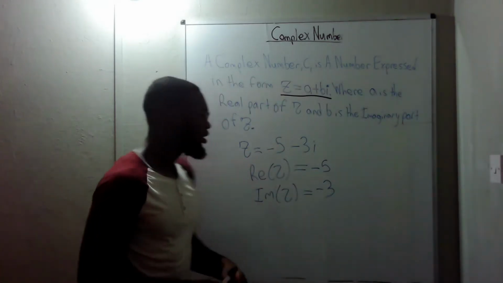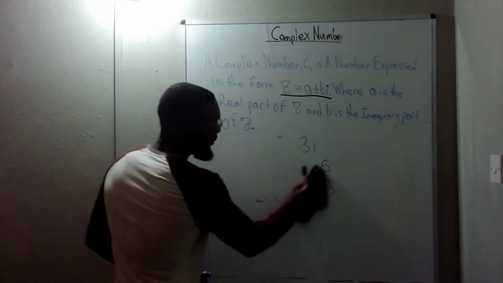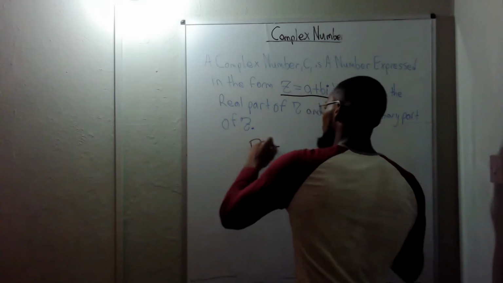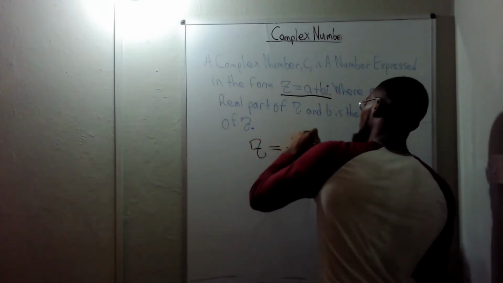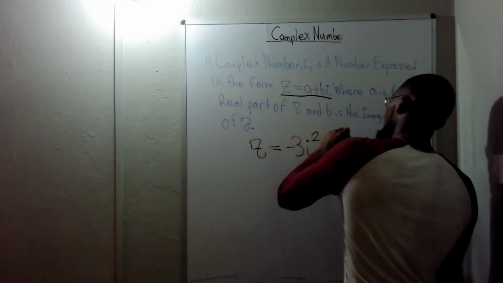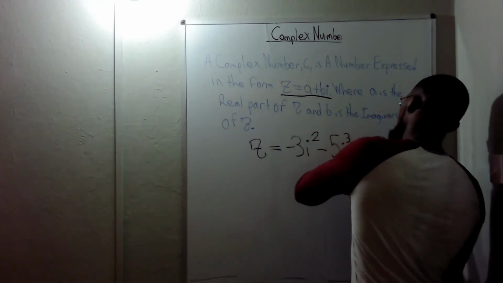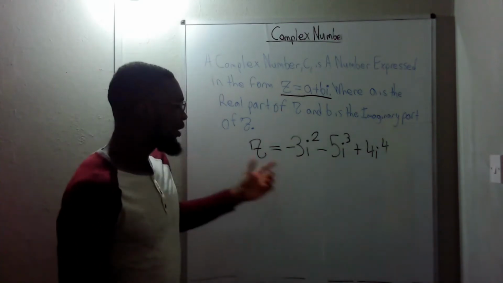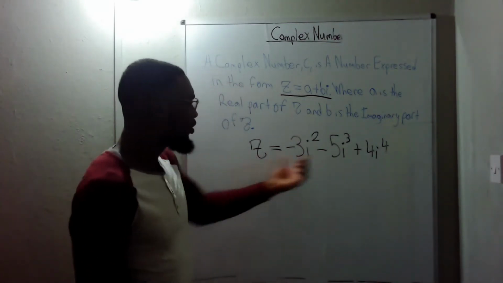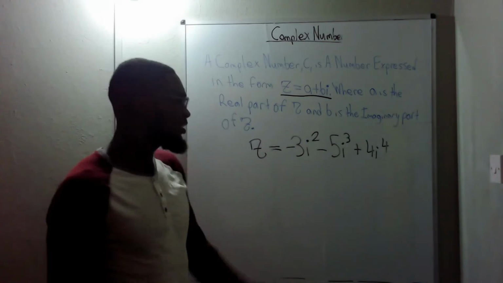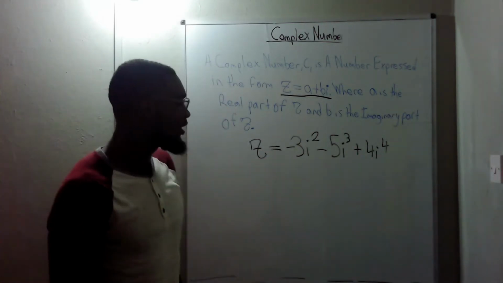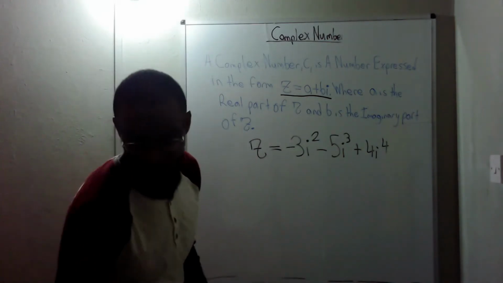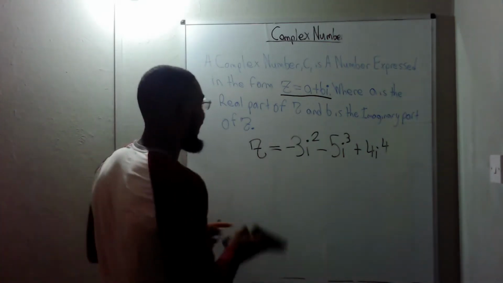Now look at this now. Sometimes they can give you a complex number like this. Now look at that. That's difficult. You're probably looking at that and saying, well, I don't see the real part and I don't see the imaginary part, right? This is where the powers of i is extremely critical. So let's review the powers of i.